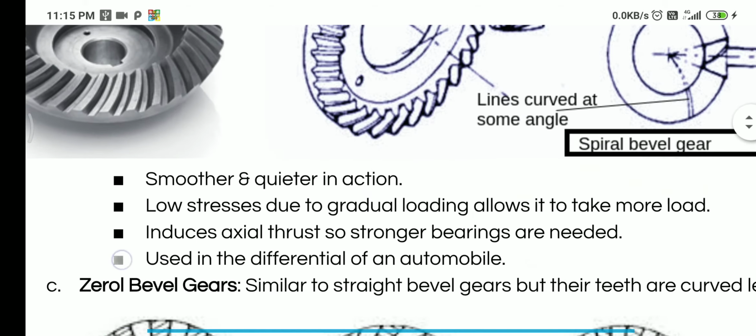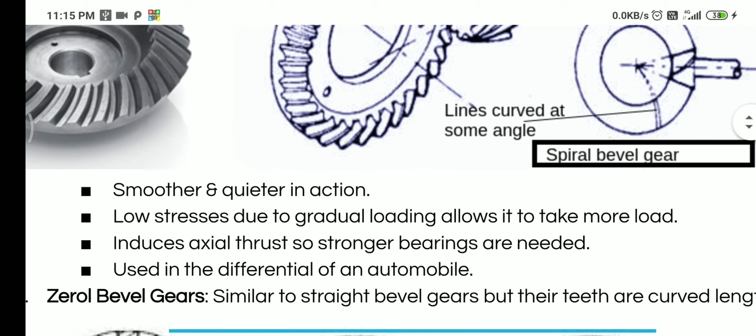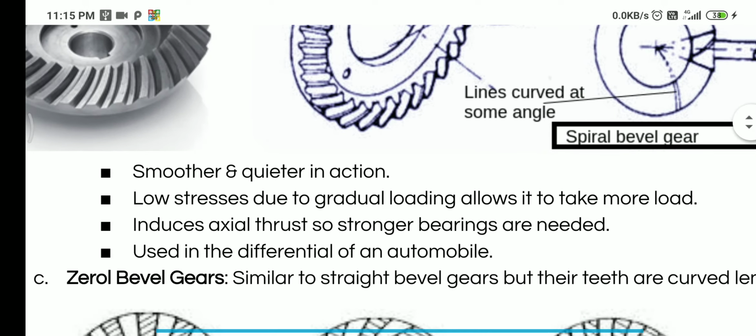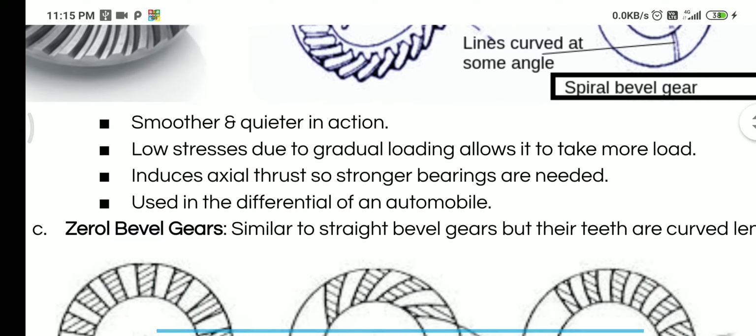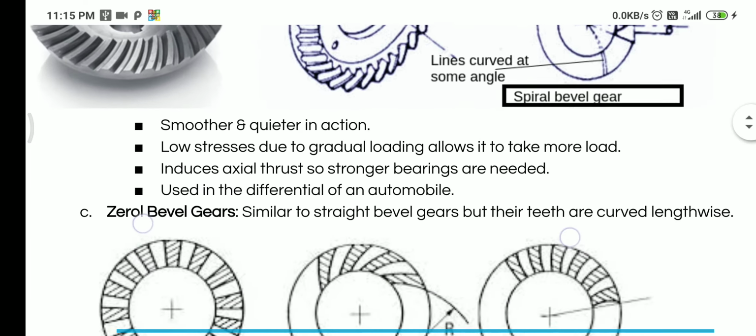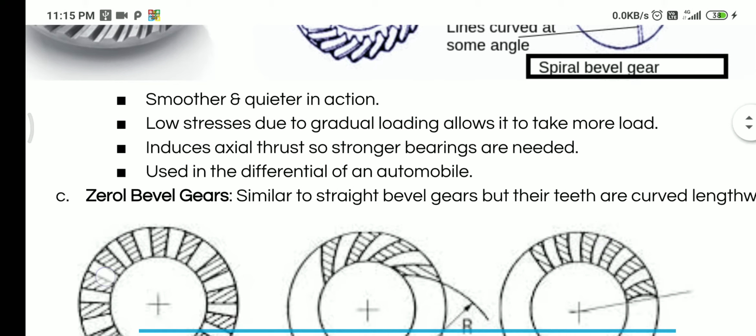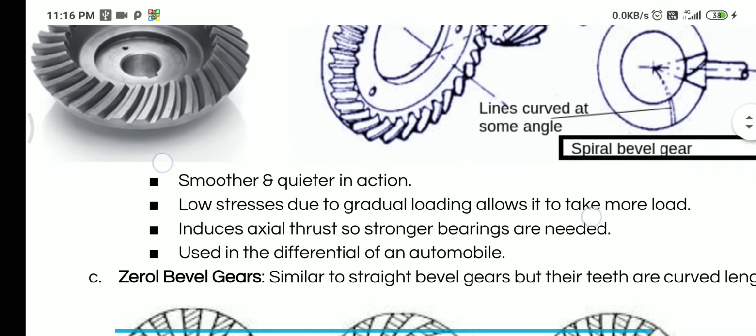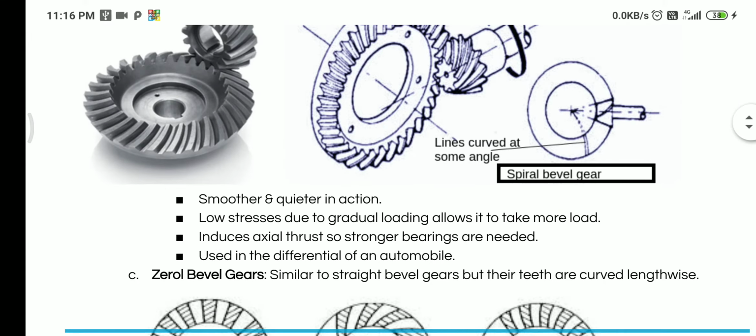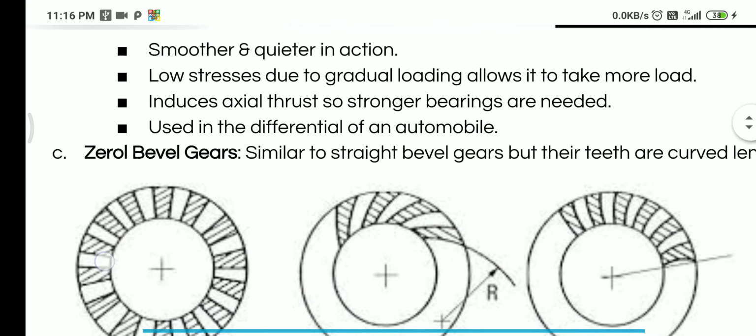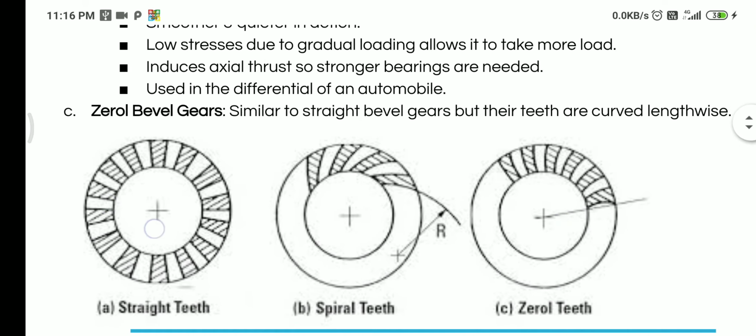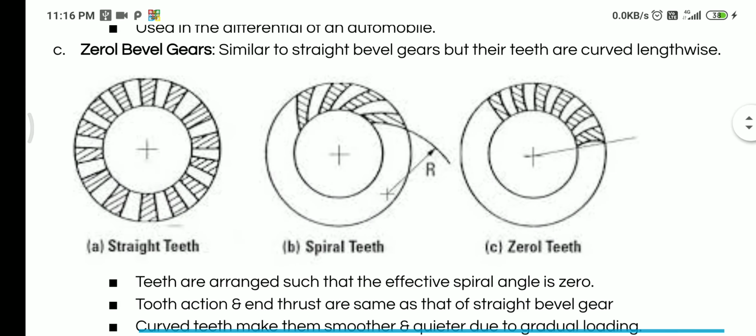Now coming to the points, of course they are much smoother and quieter because there's going to be just a point contact, and they can be operated at much higher speeds, and the velocity ratio can be high, and they can of course take a lot of load as well. And because of this very reason, nowadays we are using more and more of these spiral gears in most of our vehicles. And you can see the last point here mentions this is used in the differential of an automobile. Differential, of course, you'll be learning more about that in the dynamics of machines, which we'll have next semester.